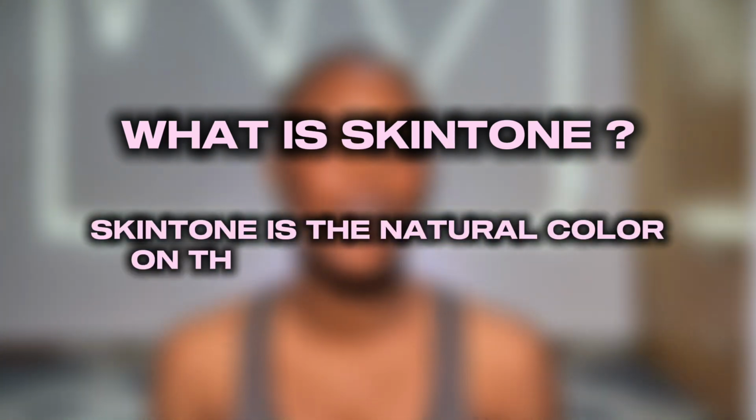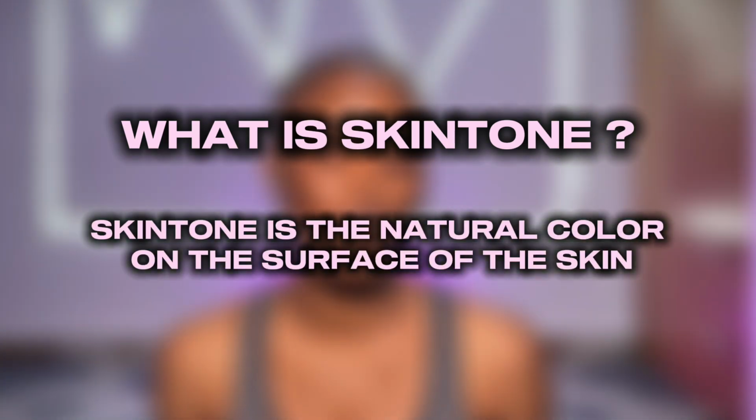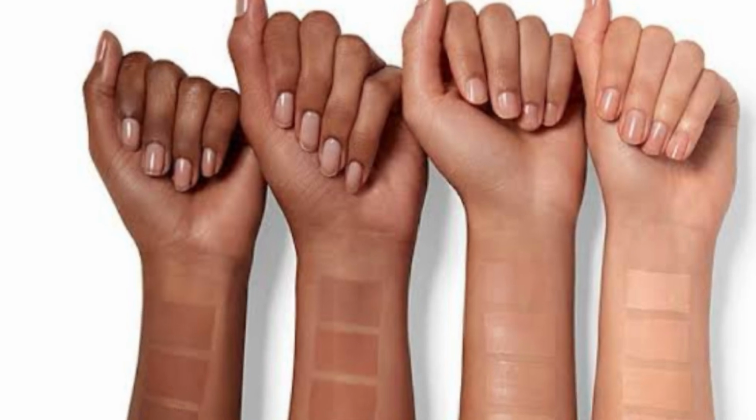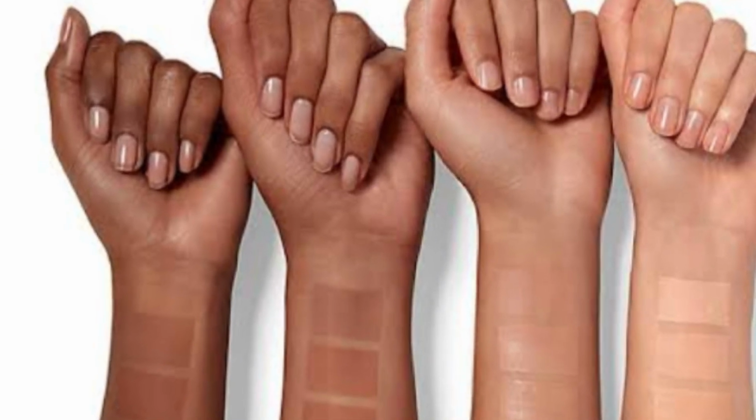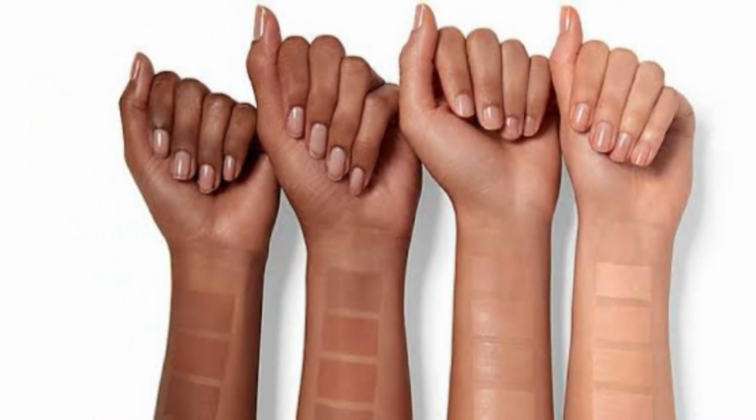What is skin tone? Skin tone is the natural color on the surface of the skin. It is the color we normally notice first whenever we look into the mirror. You might look into the mirror and say, okay, I'm a light skin girl, I'm a dark skin girl. And there are different types of skin tone. We have the light skin tone, the medium skin tone, and the dark or deep skin tone.